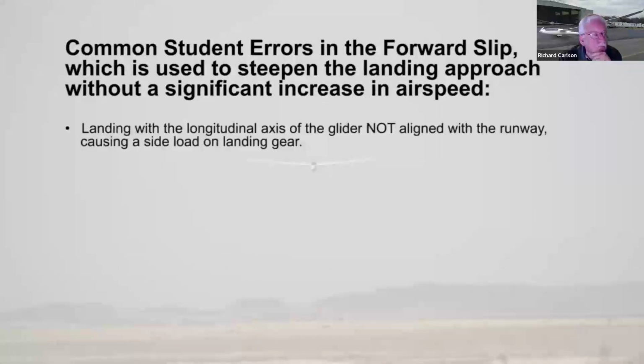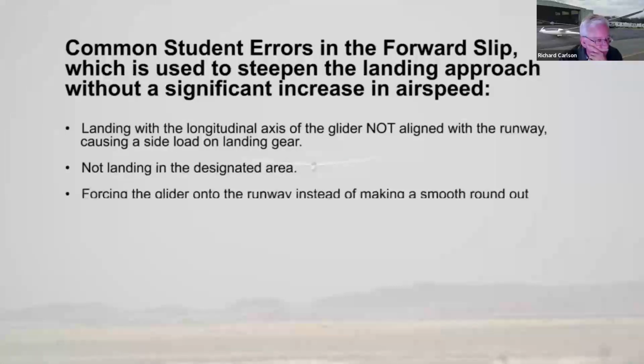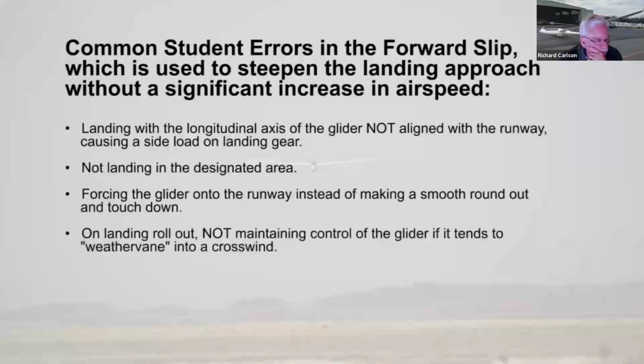Landing with the longitudinal axis of the glider not aligned with the runway, causing a side load on the landing gear. Not landing in the designated area. Forcing the glider onto the runway instead of making a smooth round out and touchdown. On landing rollout, not maintaining control of the glider if it tends to weather vane into a crosswind.